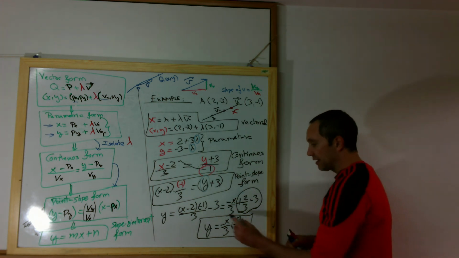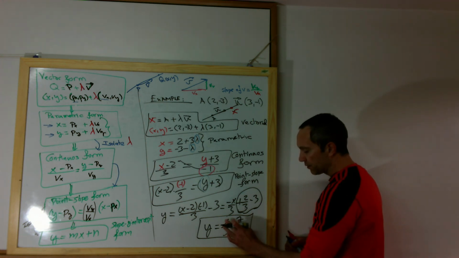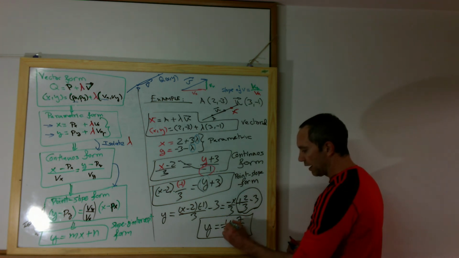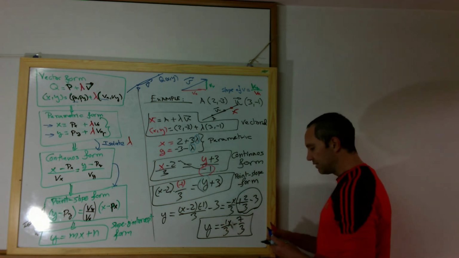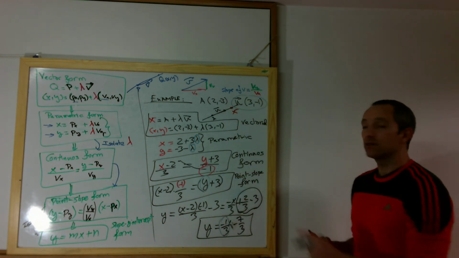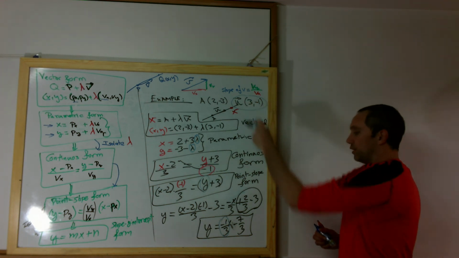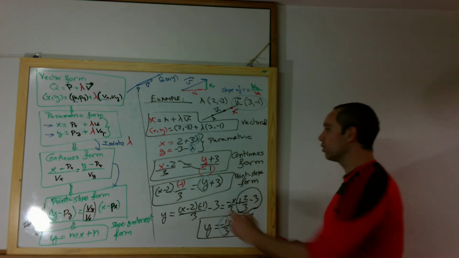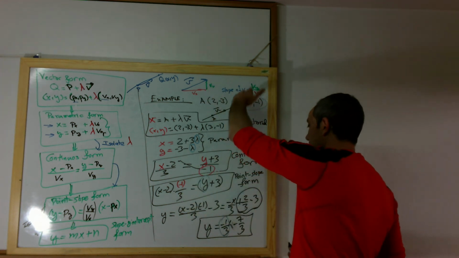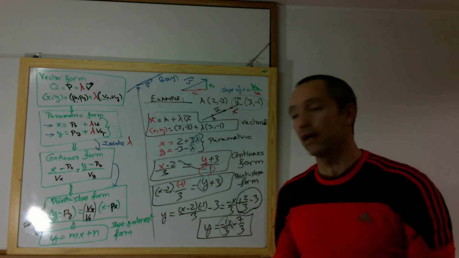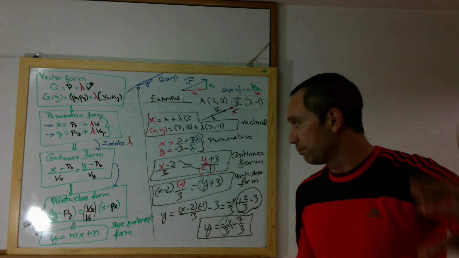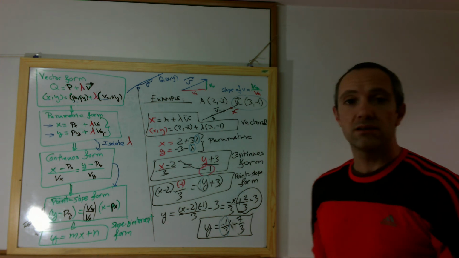Of course, look, if you remember, let me write this as negative 1x. If you remember that this is the slope, of course that is the slope. The slope of the vector is y over x, negative 1 over 3, which is what we obtained here. So here, from the point and the vector, we get all the different forms: the vector form, the parametric form, the continuous form, the point slope form, and the slope and y-intercept form.